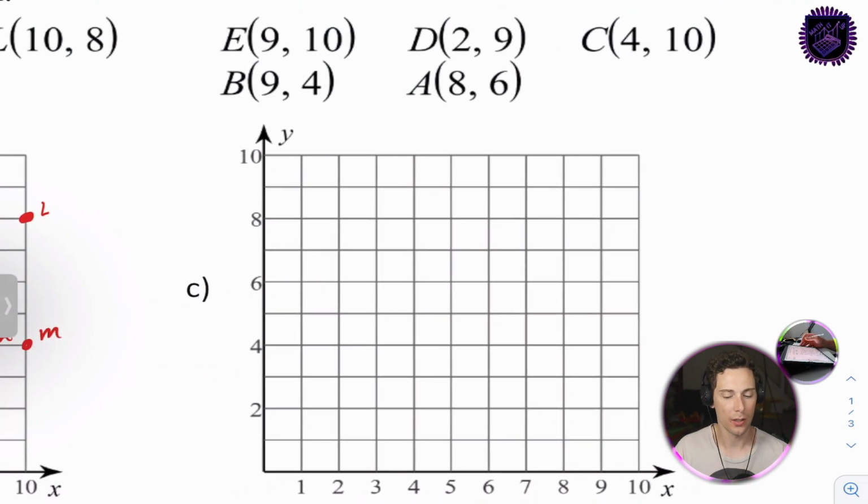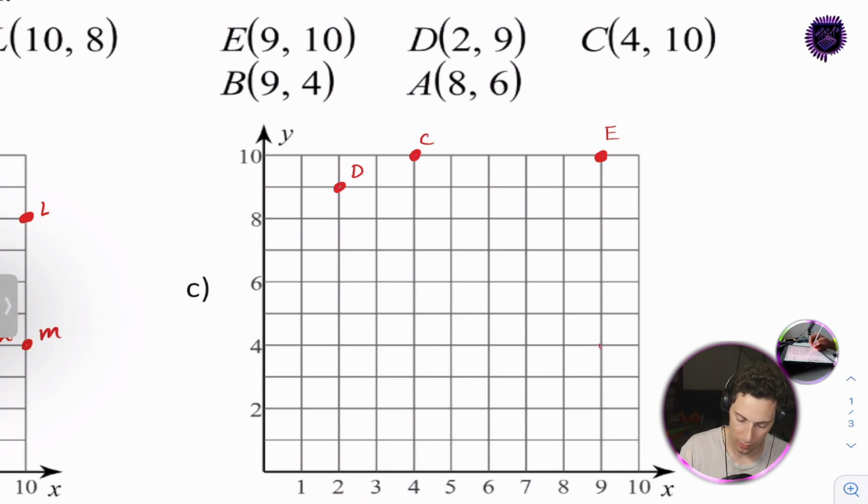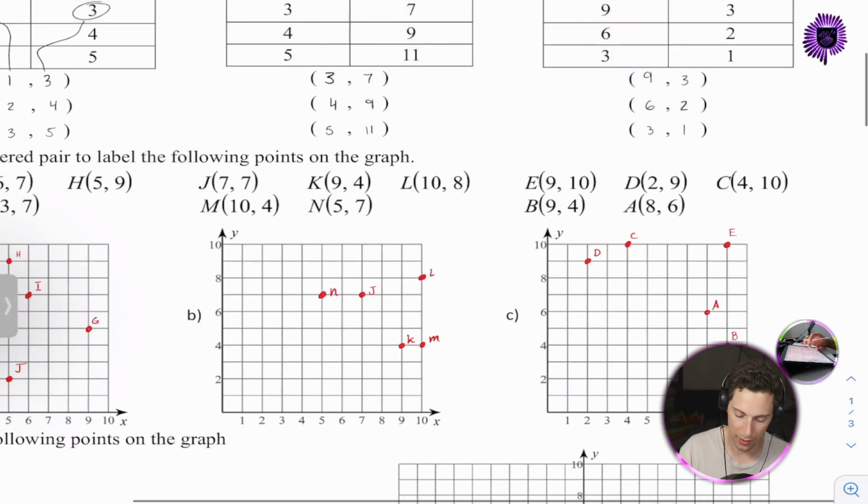Okay, last one here we have E, 9, 10. Right on the edge of our chart is E. Then we have 2, 9. 2, 9 is D. Then we have 4, 10 here, which is C. And then 9, 4, which is B. And then 8, 6. 8, 6 is A.